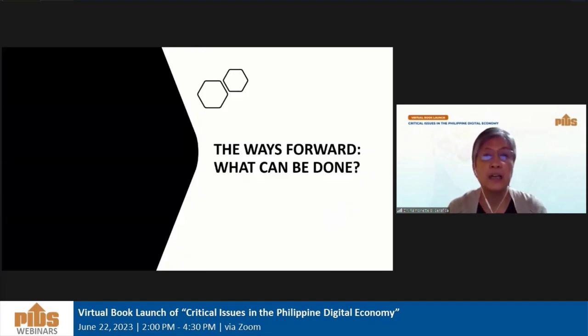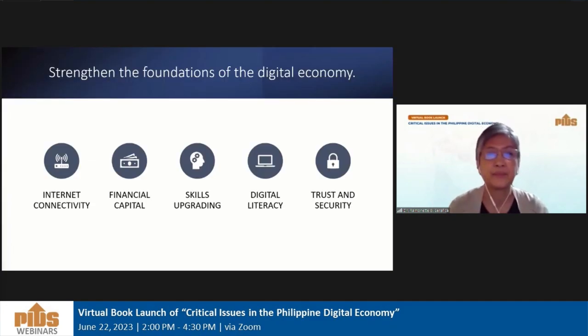Next slide, please. So what can be done? I will now highlight the various interrelated recommendations. Next slide. The first is to strengthen the foundations of the digital economy. The government must continue policy and regulatory reforms and invest in specific network segments as needed to improve internet connectivity, especially outside urban centers. Venture capital to support startups must be made available. Funding and technical support must be provided to LGUs to assist in the development and operational costs of smart city development.